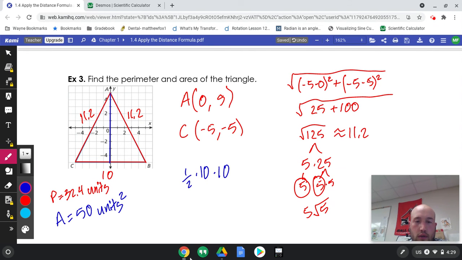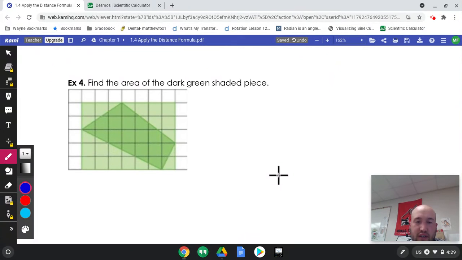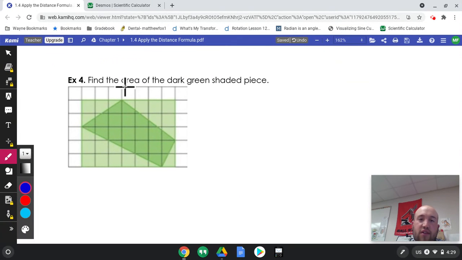All right, we're almost done. Final one we're going to look at today. Asks us to find the area of the dark green shaded piece. So that's right here. There's also the light green, but we need the dark green.